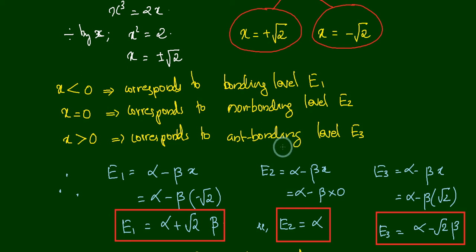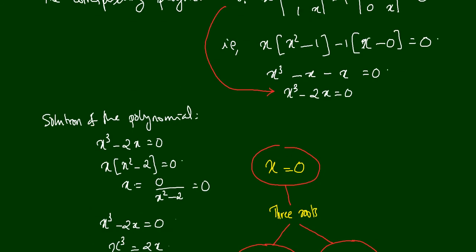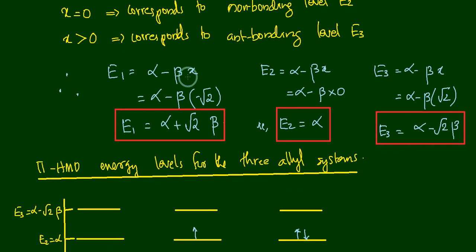Okay, so let's find out an expression for E1. E1 is equal to alpha minus beta x. From this expression, we have already defined x is equal to alpha minus E divided by beta. From here we can get the expression for E. So E is equal to alpha minus beta x, that is equal to alpha minus beta into minus root 2, for the bonding level. Therefore E1 is equal to alpha plus root 2 beta. So that is the energy level corresponding to the bonding.